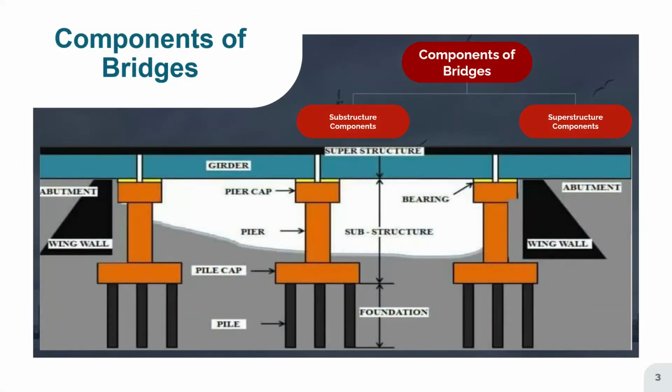What are the components of bridges? There are superstructure and substructure components. Superstructure components are deck, girder, and bearing. Substructure components are piers, wing walls and the returns, abutments, and foundation.